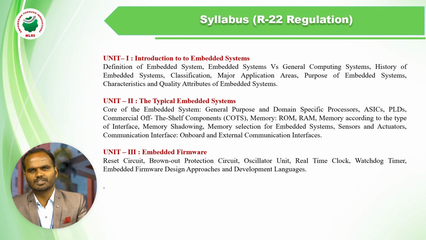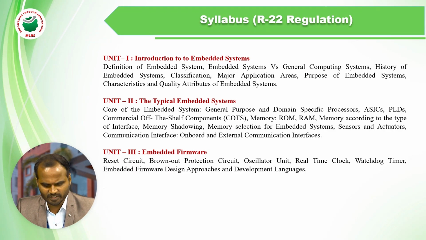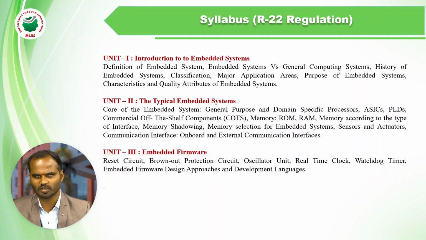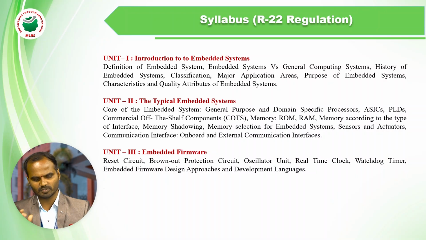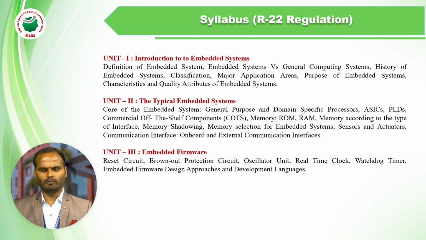We have the 5 units in this embedded system. The first one is Introduction to Embedded Systems. As we discussed with the COs and course objectives, in this we have the definition of embedded systems, embedded system versus general computing systems, history of embedded systems, classification, major application areas, purpose of embedded system, and characteristics and quality attributes of embedded system. We are going to discuss these in the first unit.